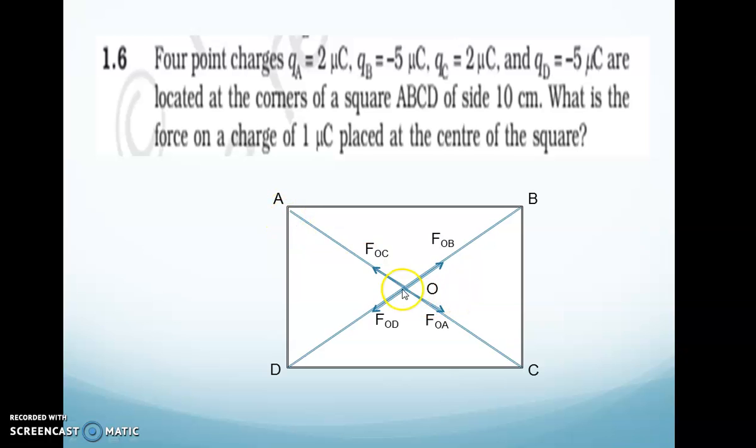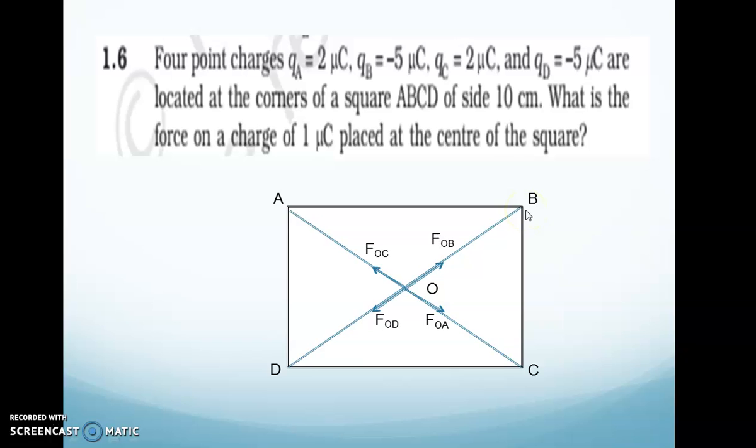Since the pair of charges here are 2 microcoulomb and at this point 1 microcoulomb. Now at point C 2 microcoulomb and at point O 1 microcoulomb. So the pair of charges are the same, the distance is the same. So FOA is equal to FOC in magnitude. So these forces will cancel out each other.